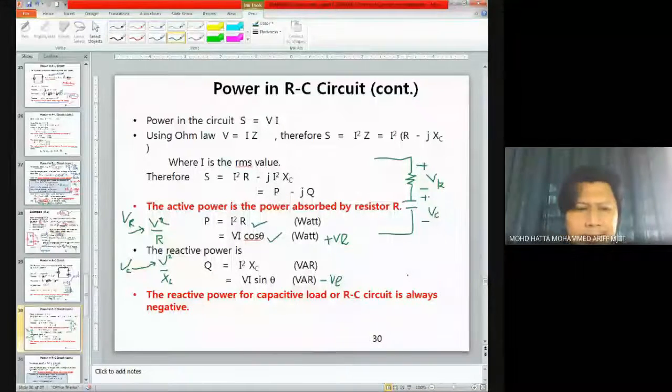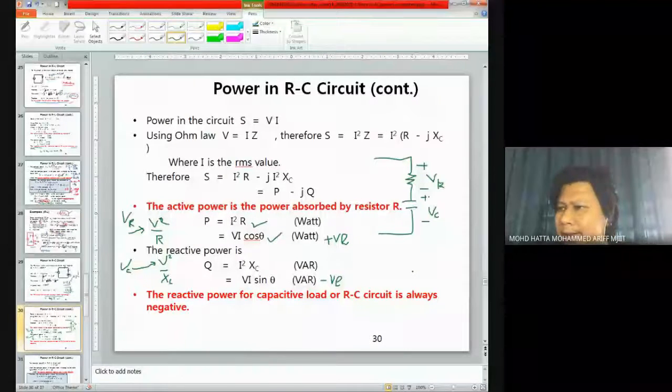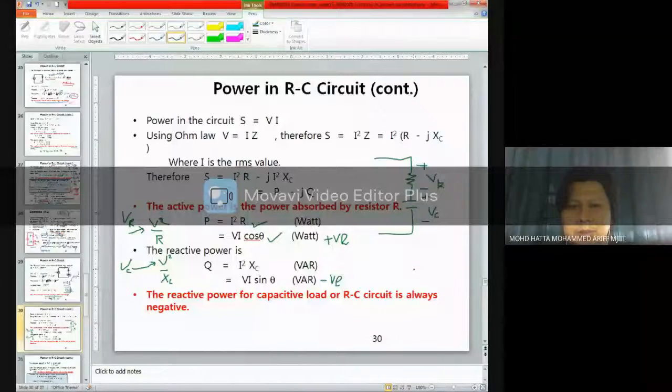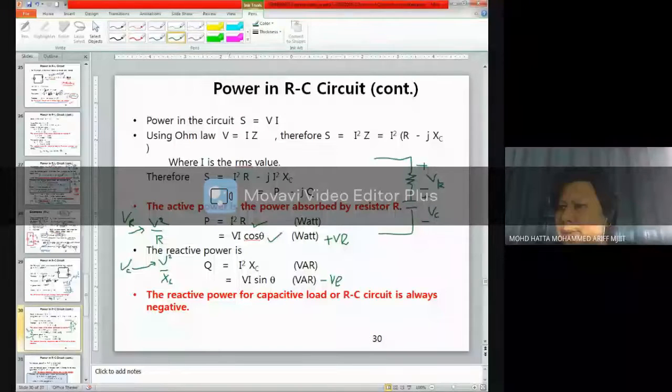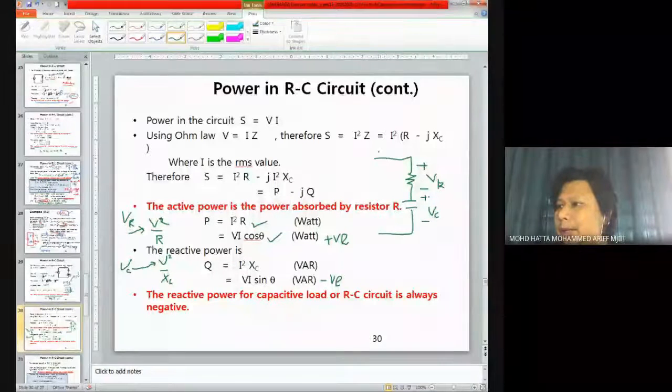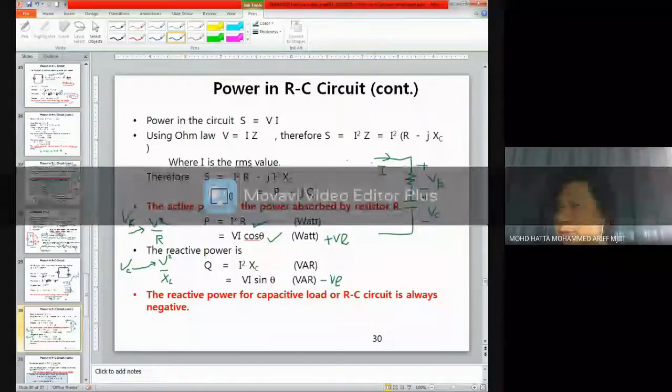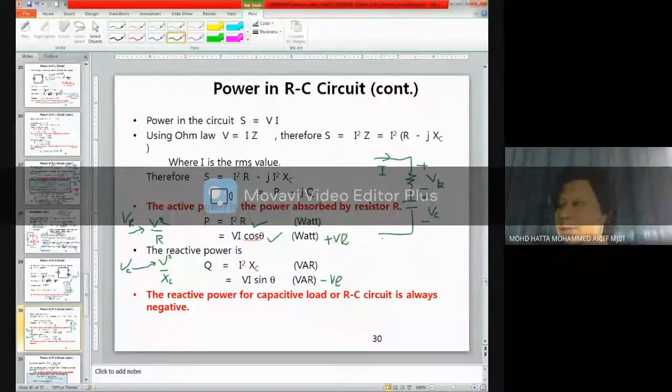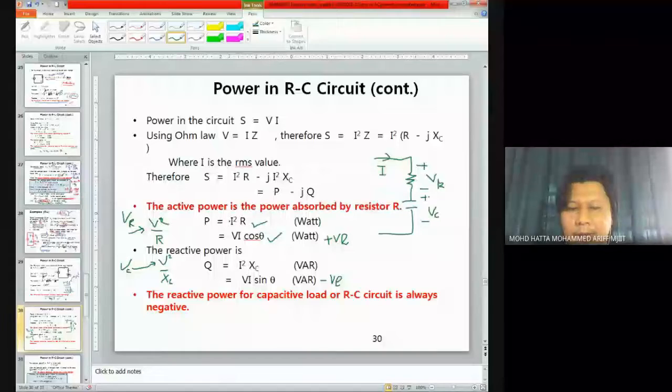So for beginners, it's very confusing, or sometimes the tendency to make mistakes is very high over here. So that's why we put it as I squared R and I squared XC, because we know that in series connected circuit, the current will be the same current as you've seen from the source or from flowing through the elements. So this is safer from a mistake point of view.